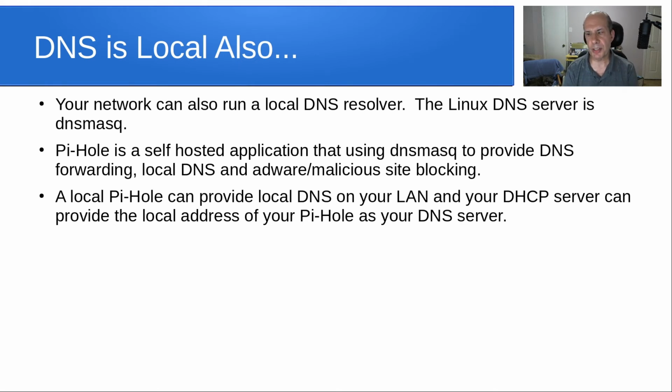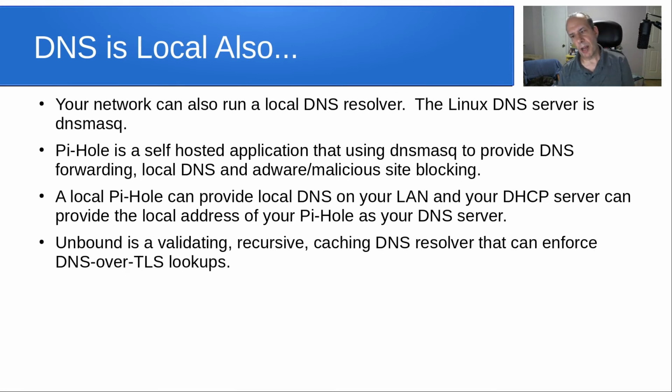So a local Pi-hole can also provide local DNS on your LAN. If you prefer not to refer to that node as 192.168.50.100, you can give it a name on your local LAN and then refer to it as a name. And Pi-hole is capable of doing that. The later versions of it are. And your DHCP server can provide the local address of your Pi-hole as the primary DNS server. Then instead of sticking 1.1.1.1 in your DHCP server configuration, you stick the address of your Pi-hole in there, and then it goes through the Pi-hole before it goes out to your upstream, maybe Cloudflare DNS.